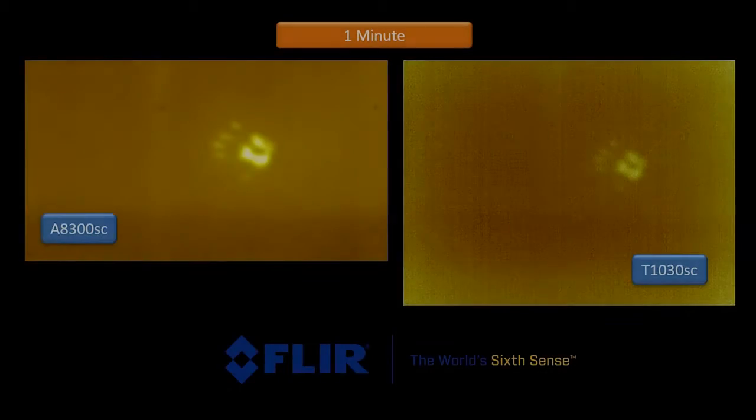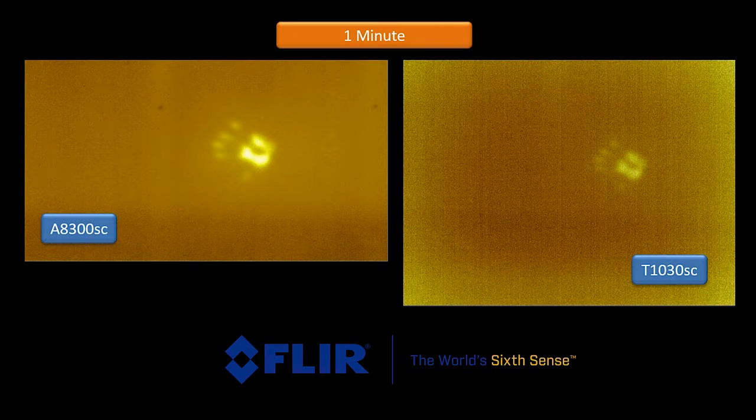Let's fast forward now to the imagery after 1 minute. At 1 minute, the cooled camera imagery is pretty good. I can still see the handprint and distinguish the fingers in the print. The uncooled imagery, however, is looking less like a handprint as I am approaching the measurement floor of the T1KSC camera, where it is becoming difficult to differentiate between temperature measurement and noise.